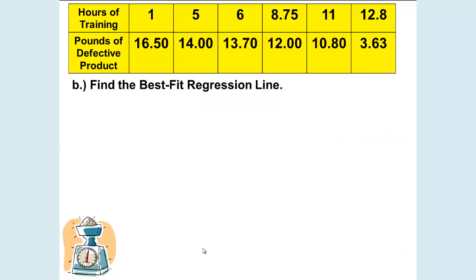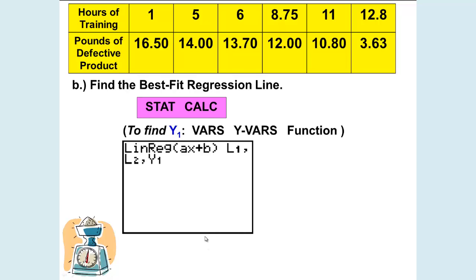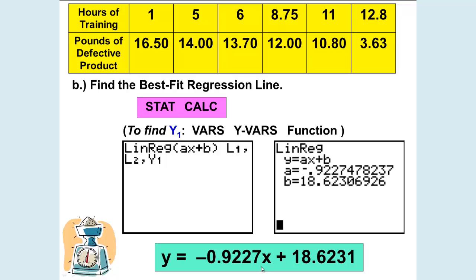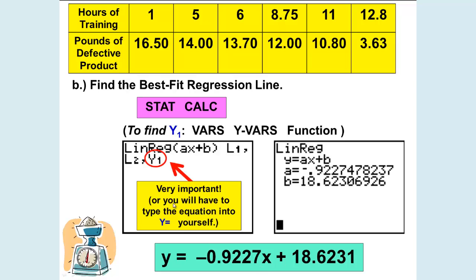Next, we are asked to find the best fit regression line. Stat, and then over to Calculate, and choosing number 4, the linear regression. Typing in list 1, comma, list 2, comma, and then y1. Remembering to find y1, we go to Vars, Y-Vars, and then Function. At that point, we then press enter. We will then get the linear regression. It's very important that you use the y1 or you will have to type in the equation into y yourself.